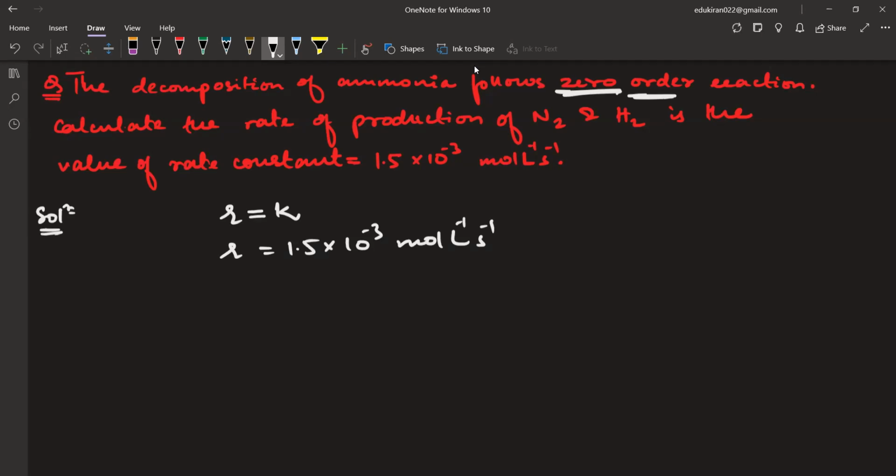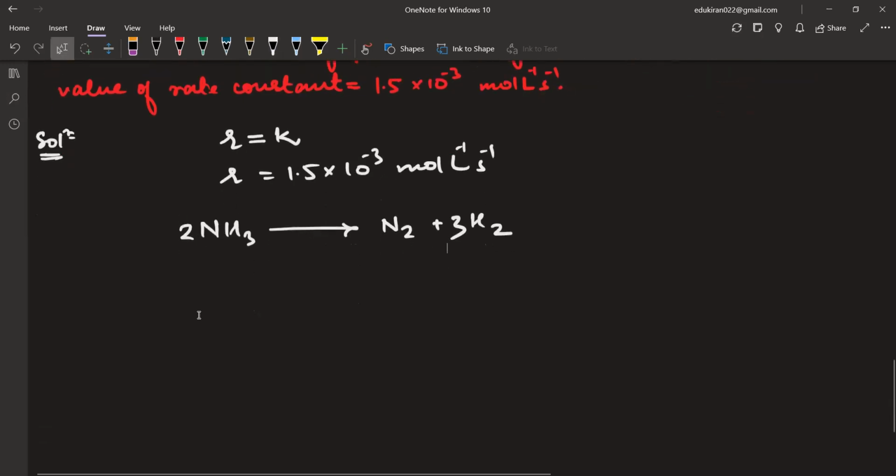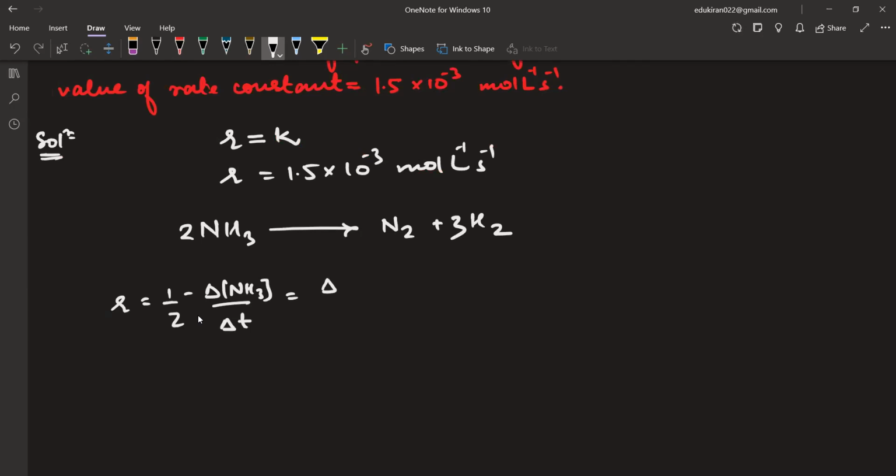Now you write the reaction. What is the reaction? NH3 getting decomposed. That means it is breaking up into its elemental components, nitrogen plus hydrogen. Now you will write 2 here and 2 here, and 3 here: 2NH3 gives N2 plus 3H2. Now you will write the rate expression for all of this. So rate is equal to 1 by 2 minus delta NH3 upon delta T, which is equal to delta N2 upon delta T, which is equal to 1 by 3 delta H2 upon delta T, right?